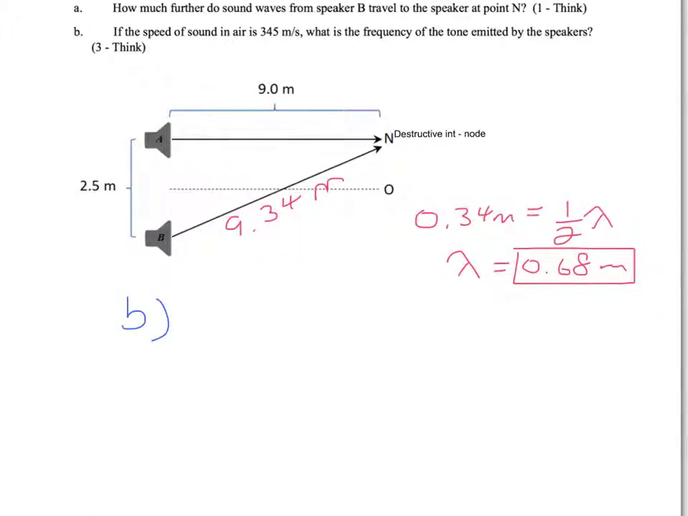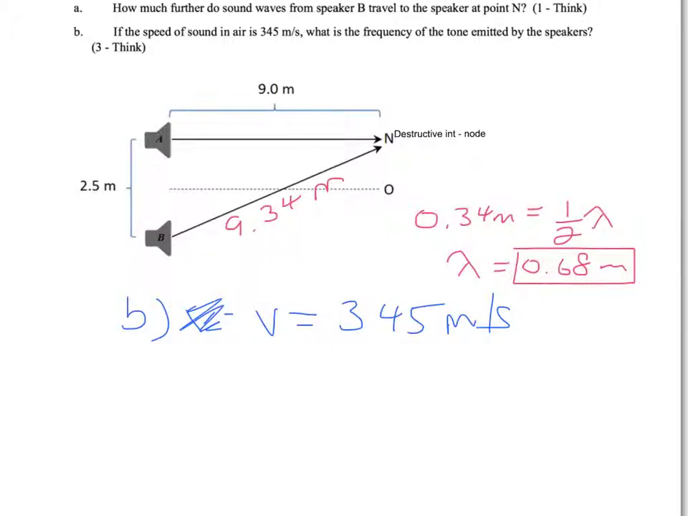What do we know right off the bat? What's given in the question? Let's see if I can get somebody else to answer this question. Okay, Ethan, what else is given in this question? V, speed of sound. What is it? 345 meters per second. So is there any way I can now find the frequency of the tone that's being emitted? Yes, who can help me out with this one over here?